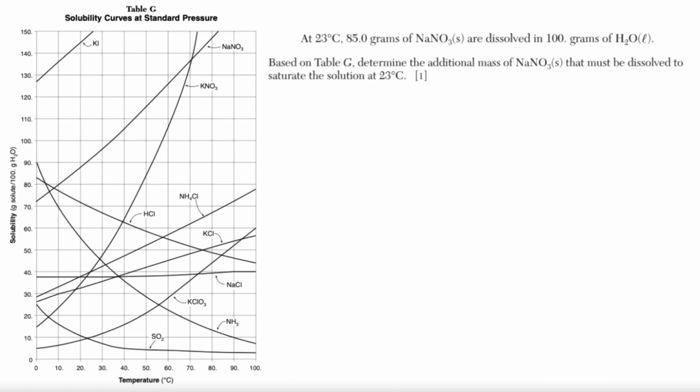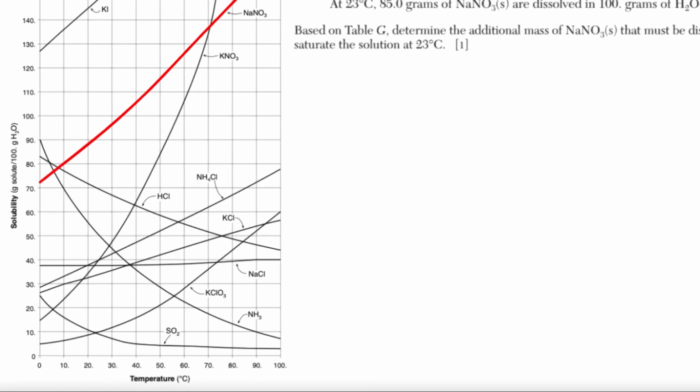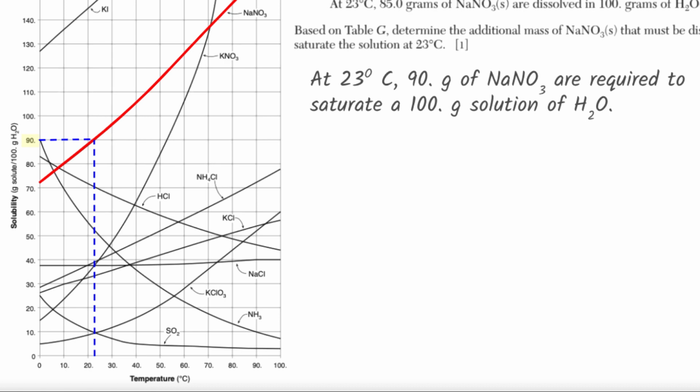This is really just about reading this table. So first, find the NaNO3 curve. It's right there. Second, find 23 degrees Celsius on the curve. So that would give me 90 grams of sodium nitrate that can dissolve at 23 degrees Celsius.